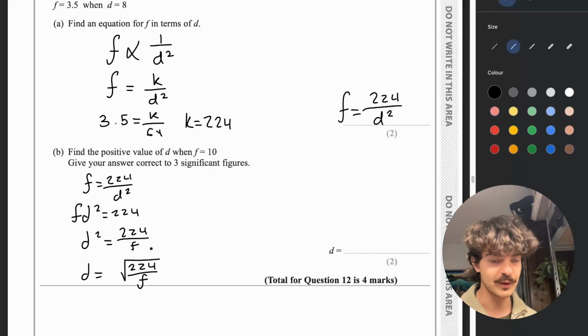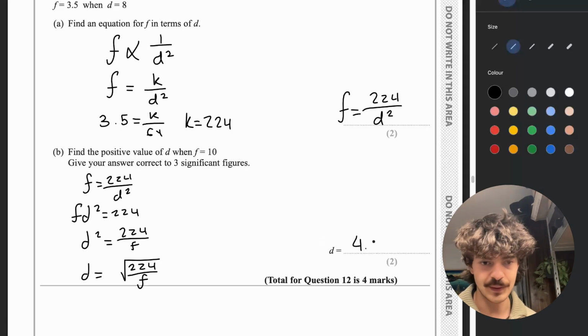So typing into your calculator, 224 over 10. Oh yeah, make sure you've got that within a square root. And there it is. I got 4.73.